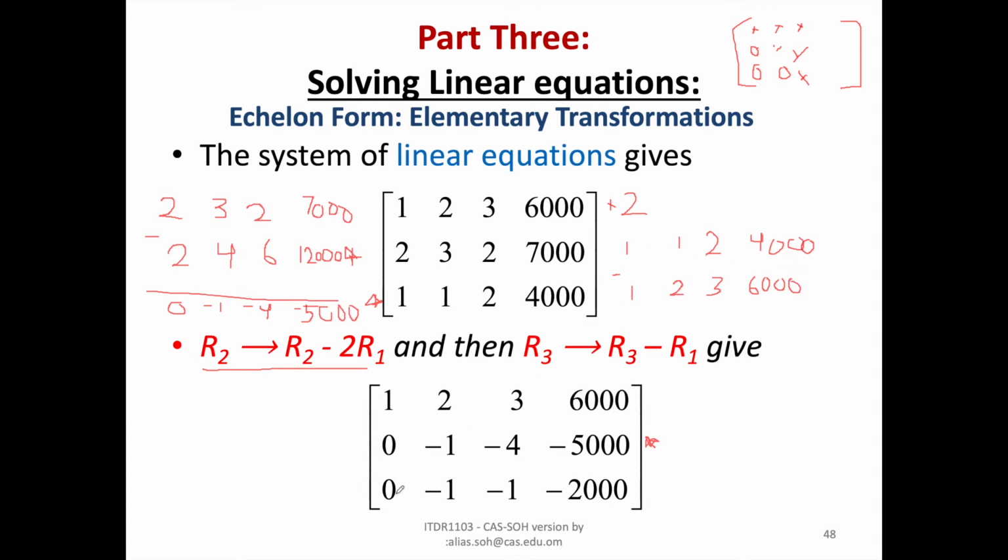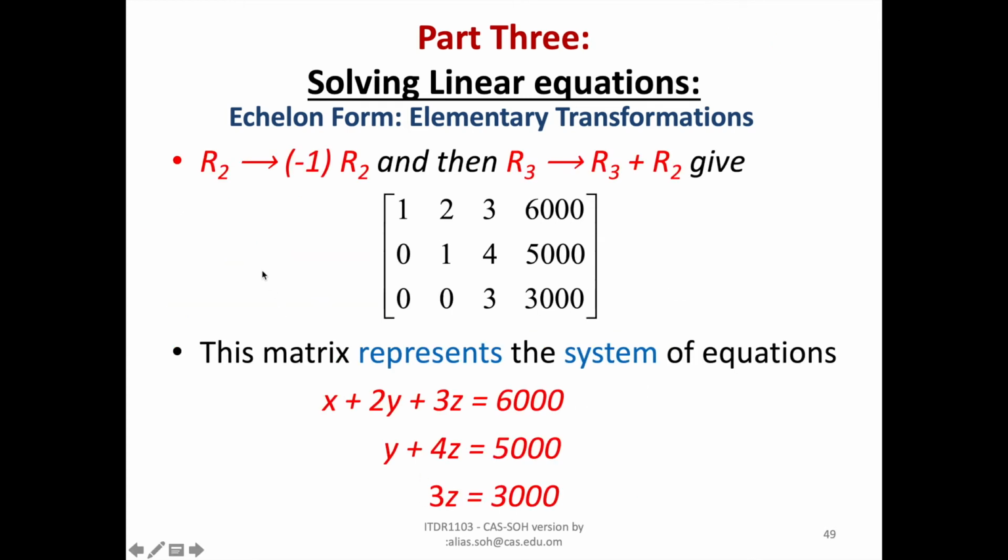So 1 minus 1 is 0. 1 minus 2 is minus 1. 2 minus 3 is minus 1. And 4,000 minus 6,000 is minus 2,000. Then our next mission is to eliminate the minus 1 and put in 0.